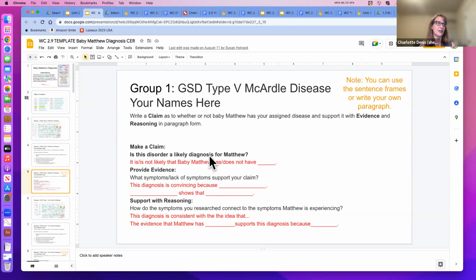But they're writing a claim, evidence, reasoning with their partner about whether they think that that condition is what's going on with baby Matthew.